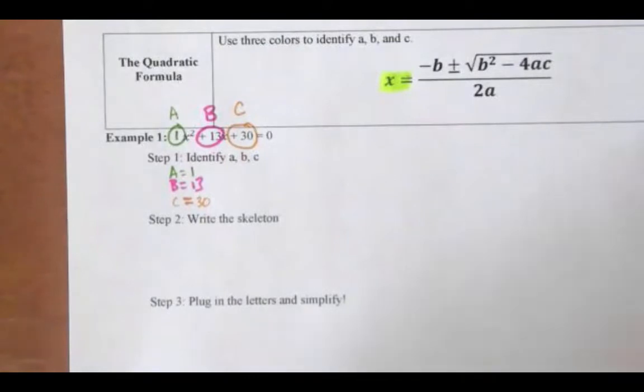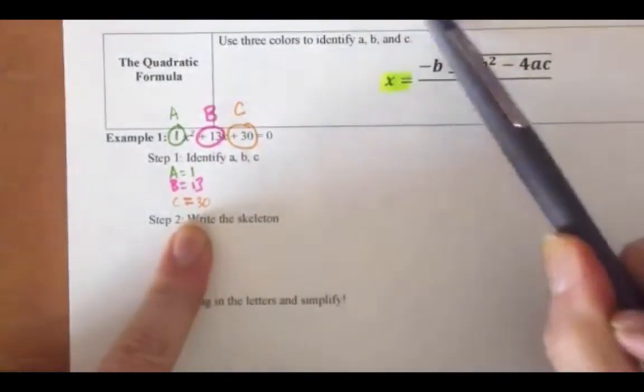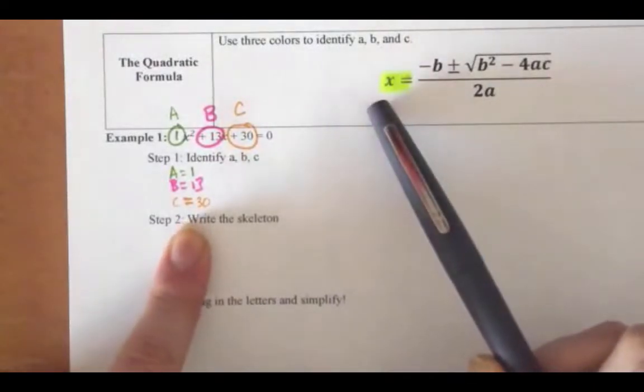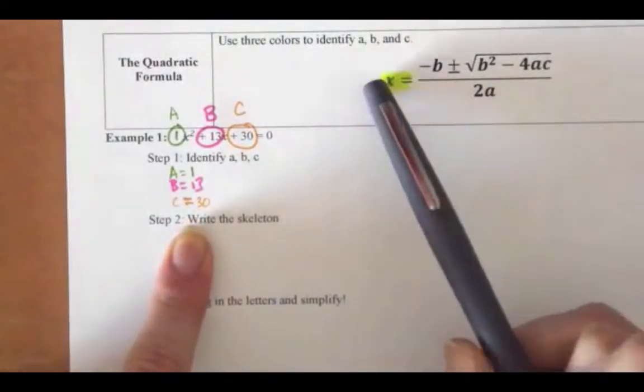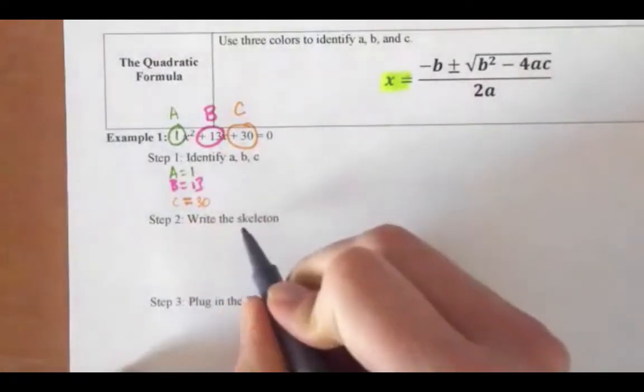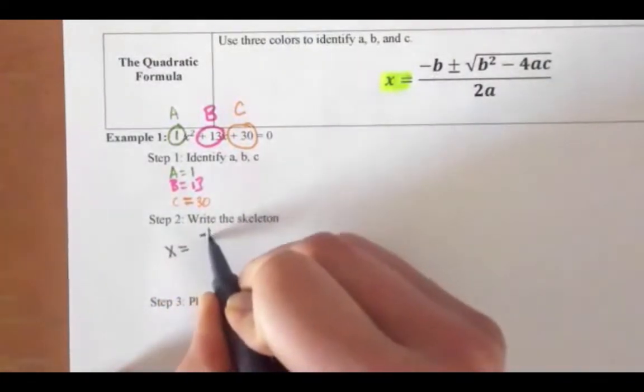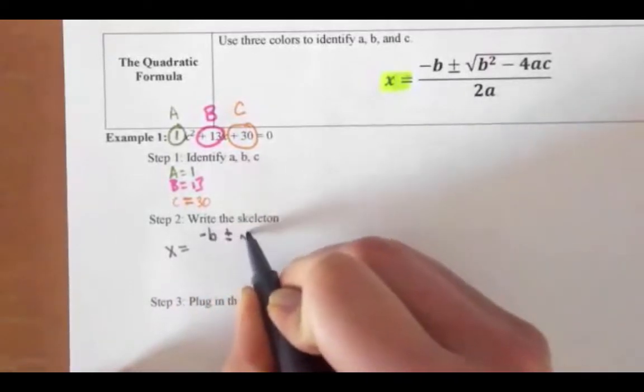The next thing you want to do after that is write the skeleton. This is what I'm calling the skeleton, okay? This big, huge equation right here. We'll post a video of a song if that will help you remember it. So the skeleton is x equals negative b plus and minus.